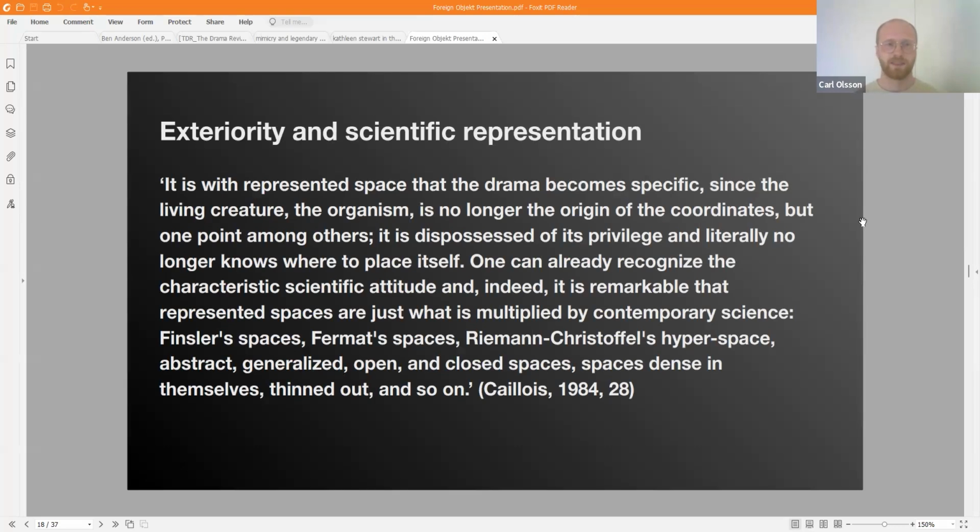"So it is with represented space that the drama becomes specific, since the living creature, the organism, is no longer the origin of the coordinates, but one point among others. It is dispossessed of its privilege and literally no longer knows where to place itself. One can already recognize the characteristic scientific attitude, and indeed, it is remarkable that represented spaces are just what is multiplied by contemporary science: Finsler spaces, Fermat spaces, Riemann-Christoffel's hyperspace, abstract, generalized, open and closed spaces dense in themselves, thinned out, and so on."